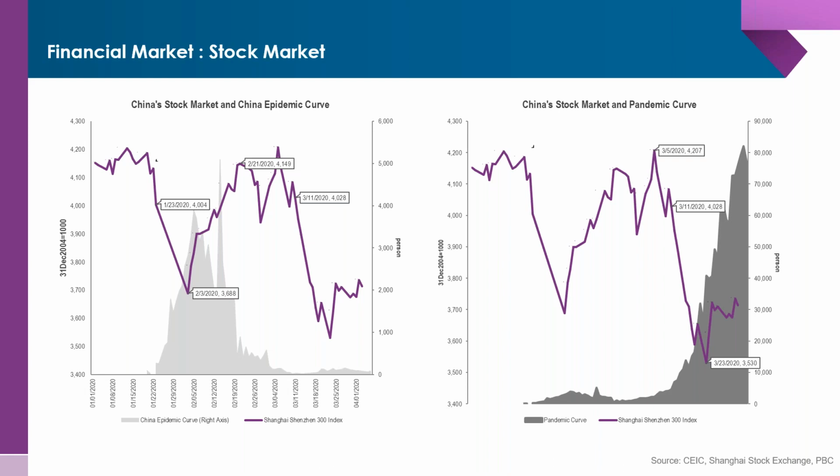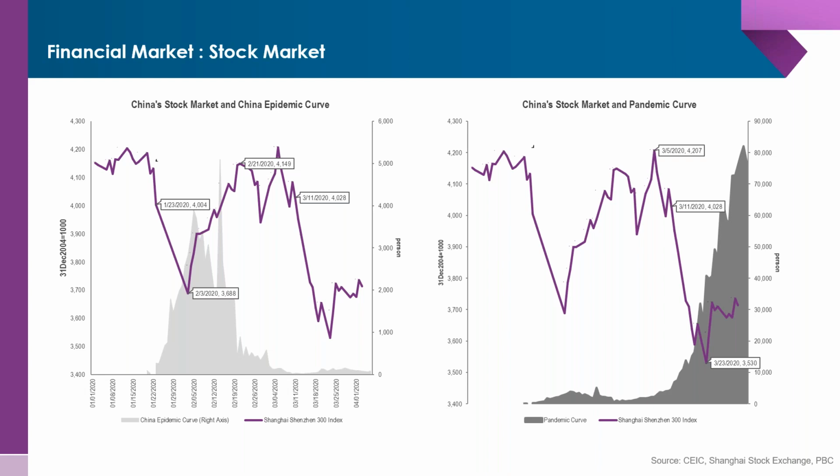So we could see that on the left side, China's stock market triggered a plunge on February 3rd, when the index opened with an 8% drop, the biggest fall in more than 4 years. After the plummet, the market rebounded to a local peak on February 21st.